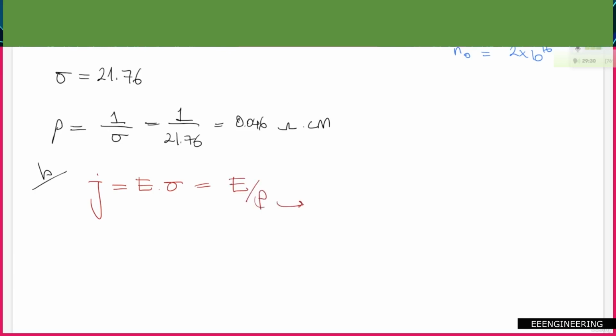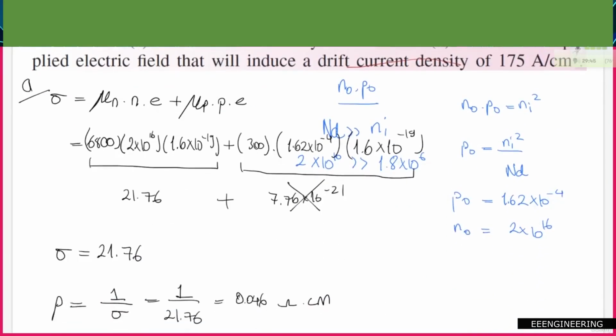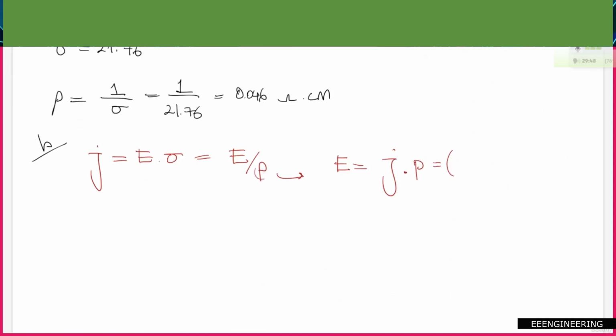So if we leave our electric field alone, then we have E equal to J, the drift current density, times ρ, the resistivity. We are asked to find the electric field for a drift current density of 175, so this is what I'm going to put in here, and the resistivity value is 0.046. So in the end, the electric field we're going to have is 8.04 volts per centimeter. And this is the answer. And this is the end of the video.